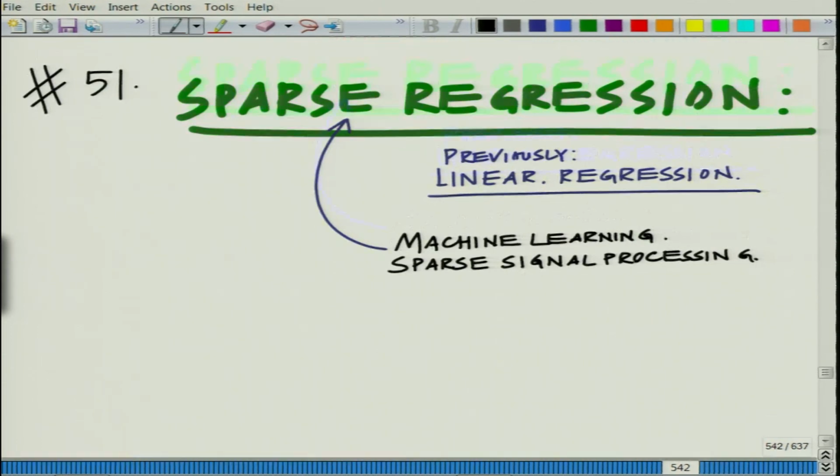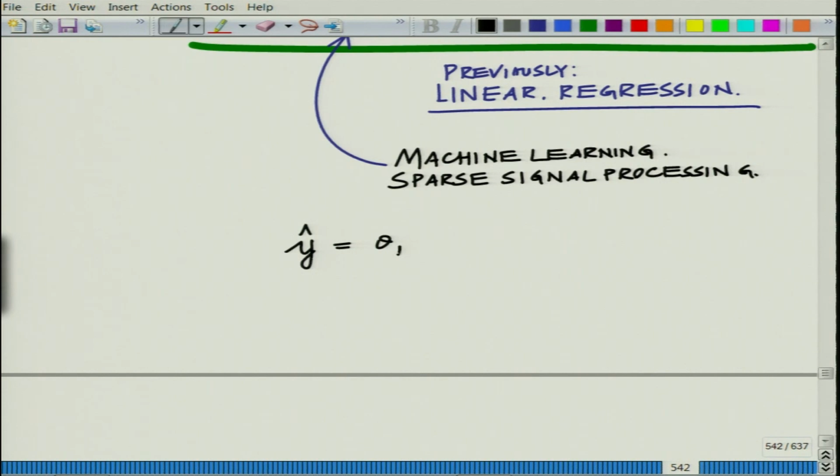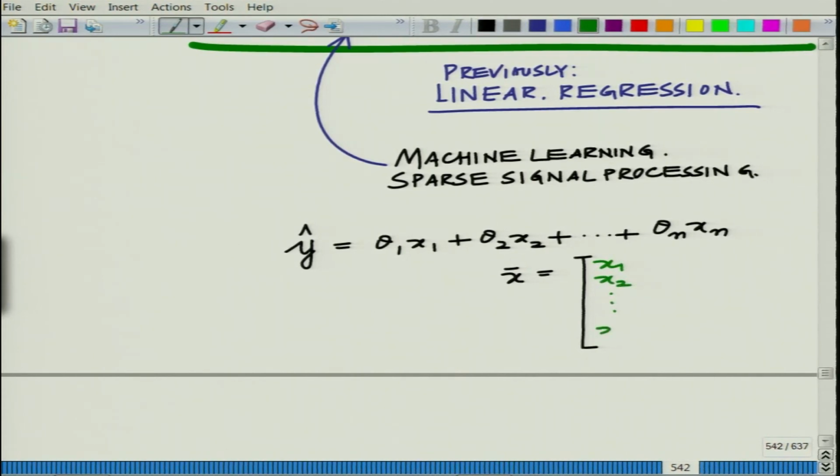Okay. Now, what happens in sparse regression? Remember, sparse regression is a form of linear regression. So, let us start with our linear regression model. You have y hat equals theta 1 x 1 plus theta 2 x 2 plus theta n x n, where these are the components of the vector x 1, x 2, x n. These are the components of the n dimensional vector, so this is your n cross 1.